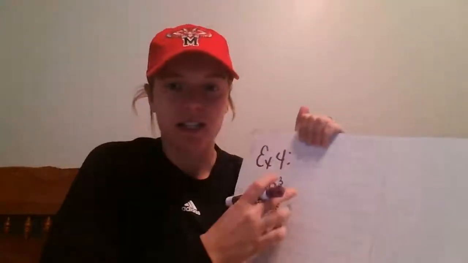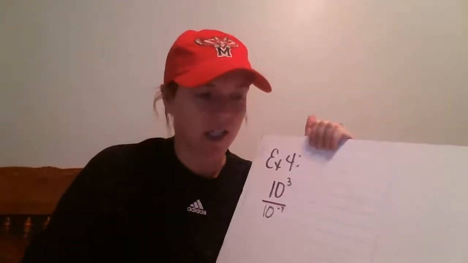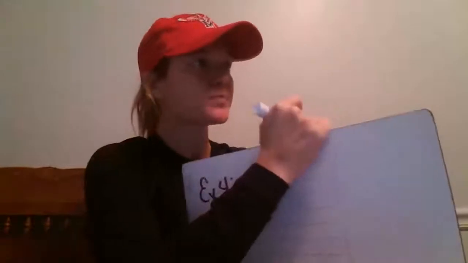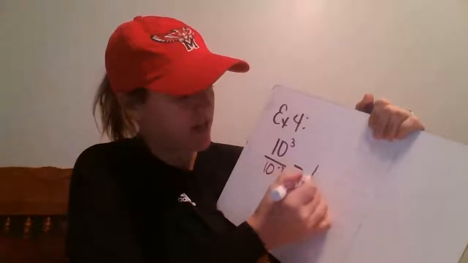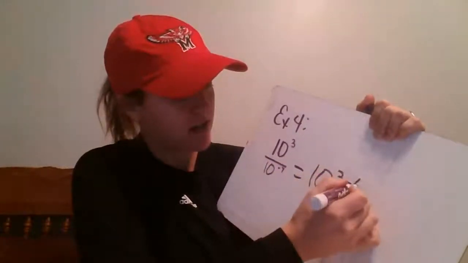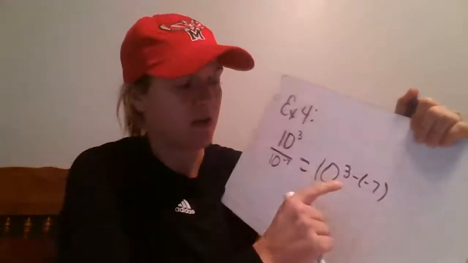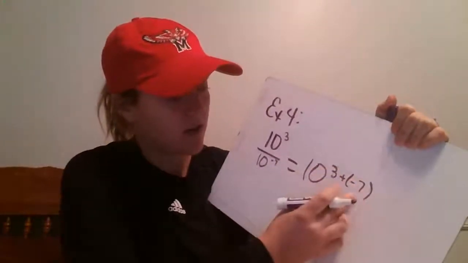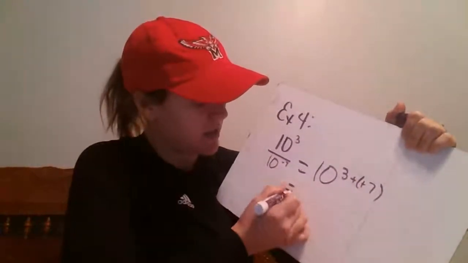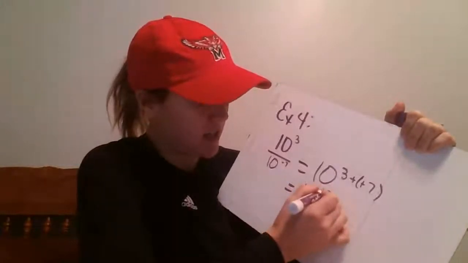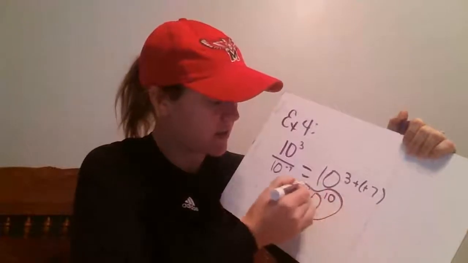So if we have 10 to the third over 10 to the negative 7th, we can go ahead and subtract our exponents. So we have 10 to the 3 minus a negative 7. Remember, we need to turn this into addition and change our negative 7 into a positive. So it is going to be 10 to the 10th power. So this is our exponential form, and we can have this as our final answer.